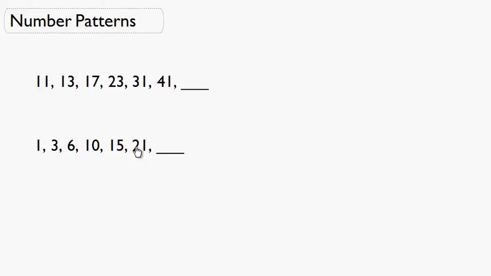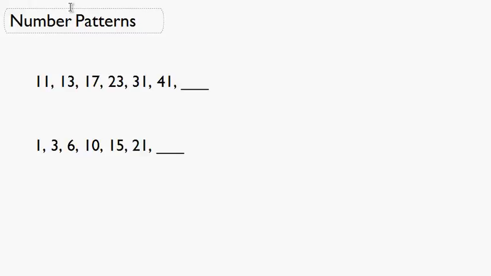So here's another trickier example of number patterns. Let's take a look at some examples. So we have, for the first example, 11, 13, 17, 23, 31, 41, blank. And this is kind of tricky because you're not adding by the same thing each time, right? Because it's not 11, 13, 15, 17, 19. And you're also not multiplying by the same thing each time. So what is the pattern?